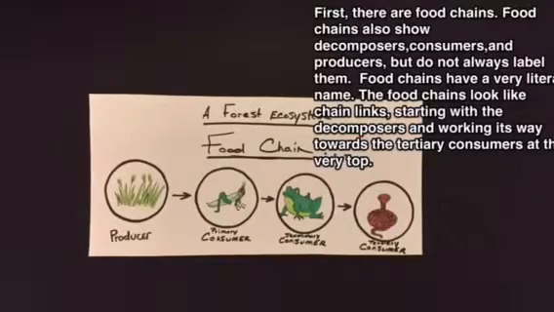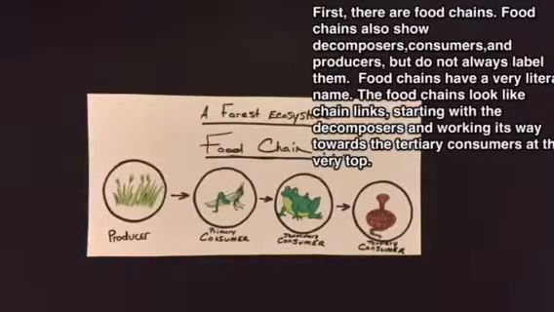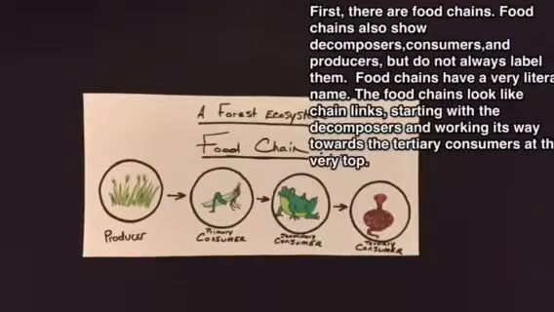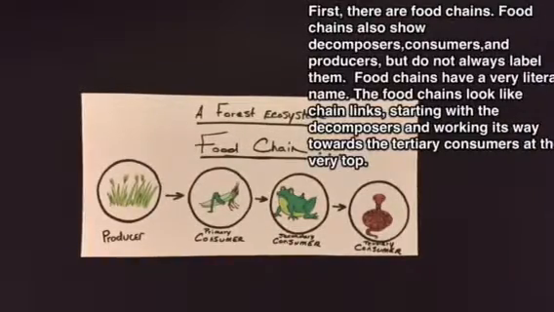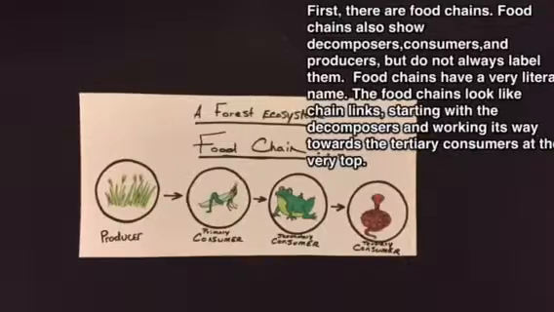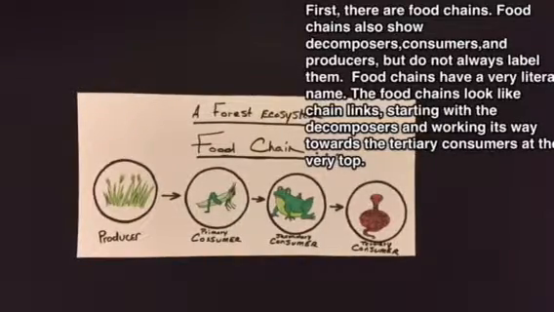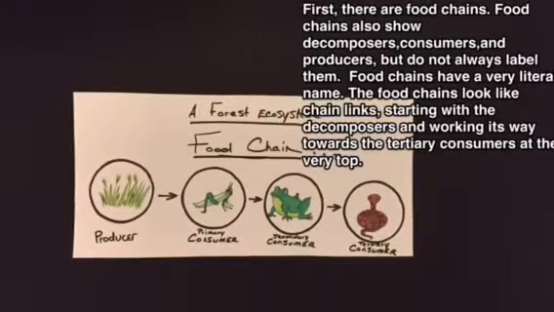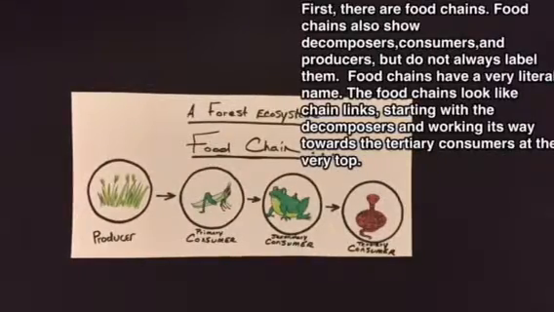First, there are food chains. Food chains also show decomposers, consumers, and producers, but do not always label them. Food chains have a very literal name. The food chains look like chain links, starting with the decomposers and working its way towards the tertiary consumers at the very top.